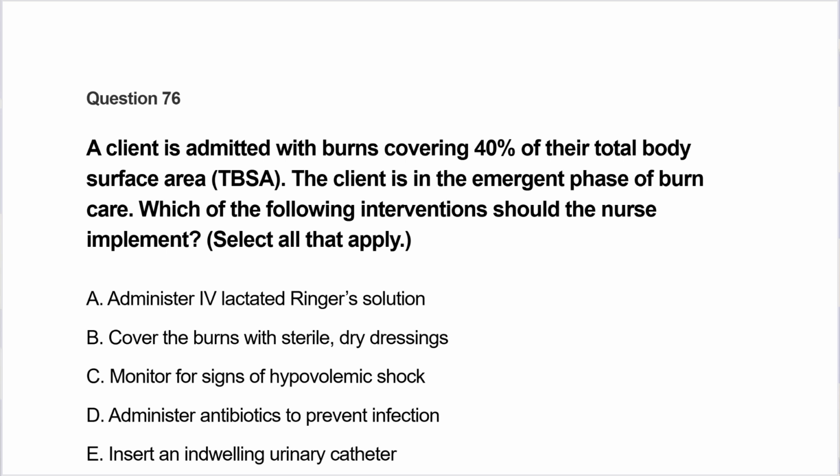A. Administer IV lactated Ringer's solution. B. Cover the burns with sterile dry dressings. C. Monitor for signs of hypovolemic shock. D. Administer antibiotics to prevent infection. E. Insert an indwelling urinary catheter.